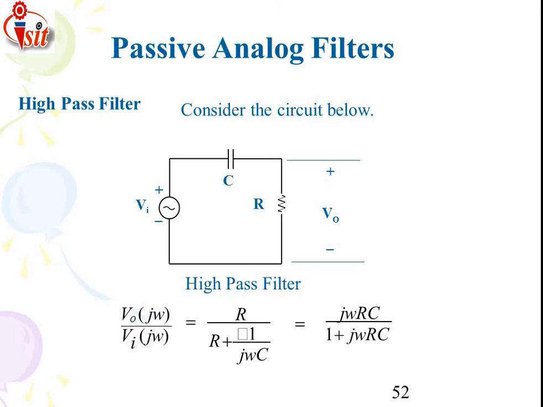The next one is the high pass filter. Here the resistor and capacitor positions are reversed. The capacitor is connected in series and the resistor is connected in parallel. For that purpose, this structure is called a high pass filter. Here the gain factor, that is the output voltage divided by the input voltage, is given by the formula j omega RC divided by 1 plus j omega RC.